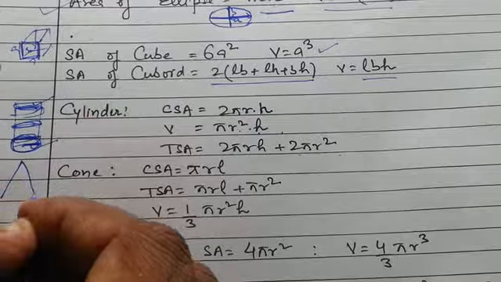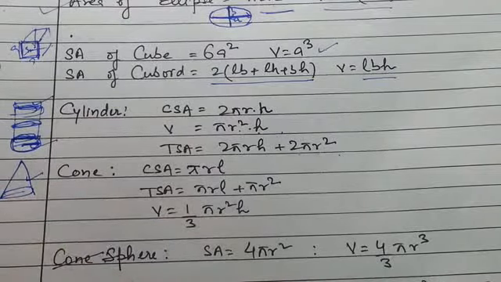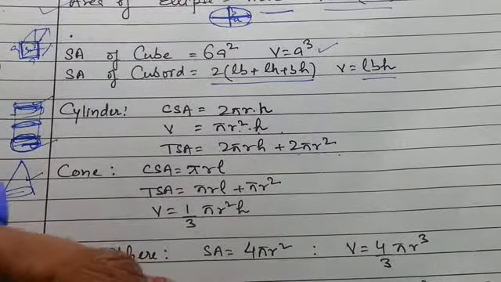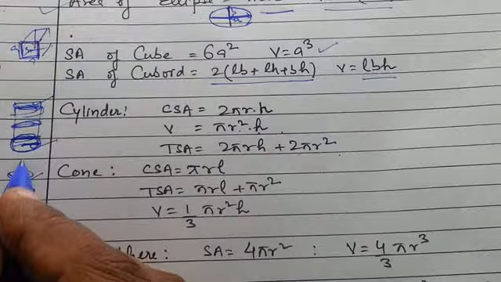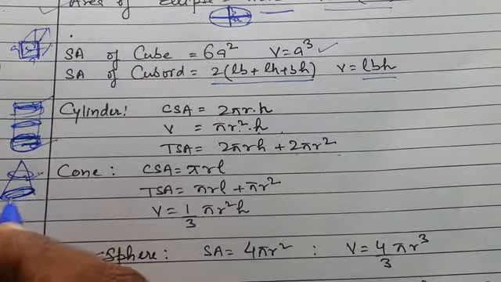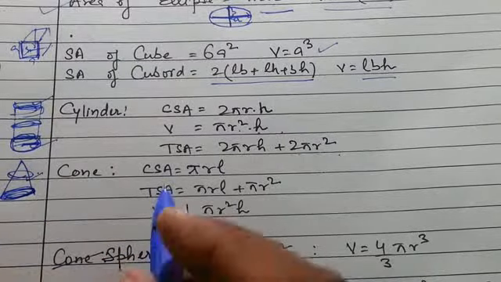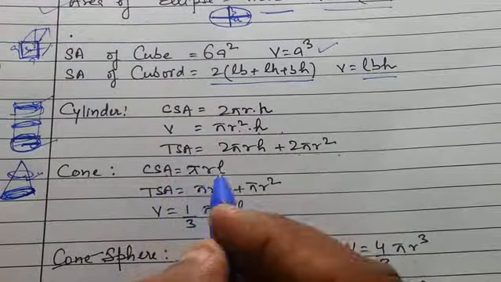What is a cone? It is this shape. You have had many ice cream cones. So again I will be having a curved surface area and I will be having the surface area over here. So if I want the total surface area, it will be curved surface area plus the area of the base. So curved surface area is equal to pi r L.